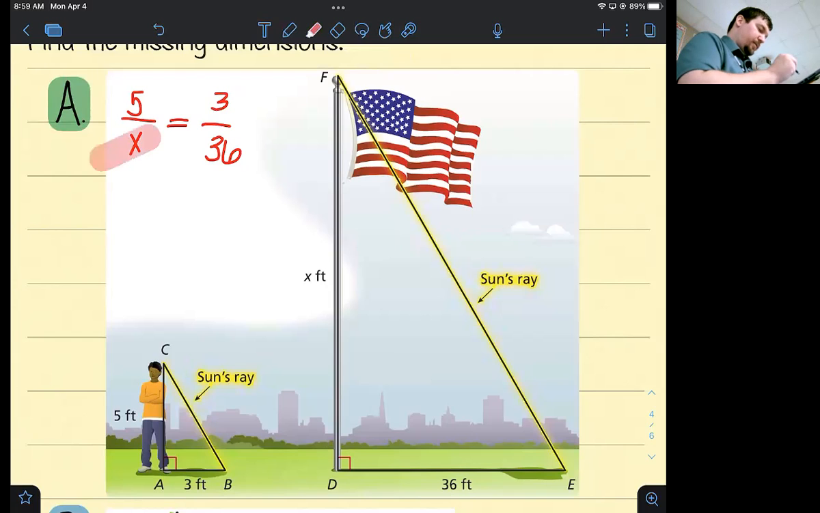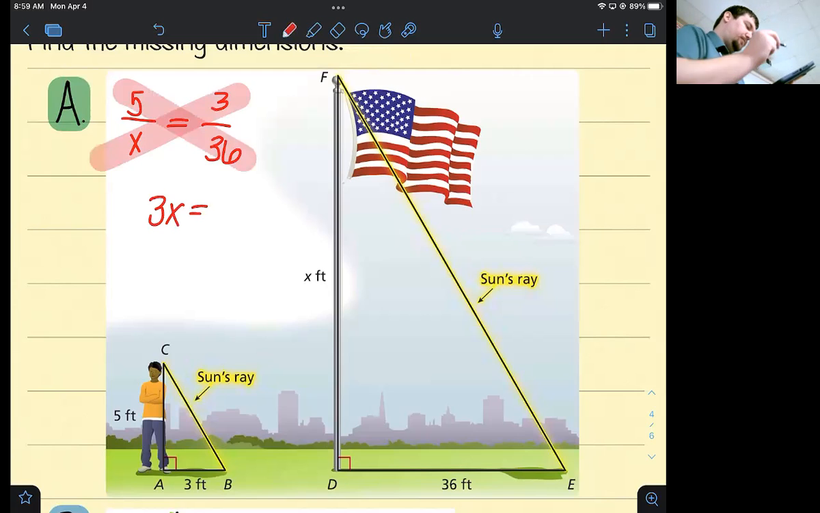Cross multiply. 3 times X. What is 5 times 36, Hunter? 180. Divide that by 3. 60. There we go. The flagpole is 60 feet, which is a really tall flagpole, actually.